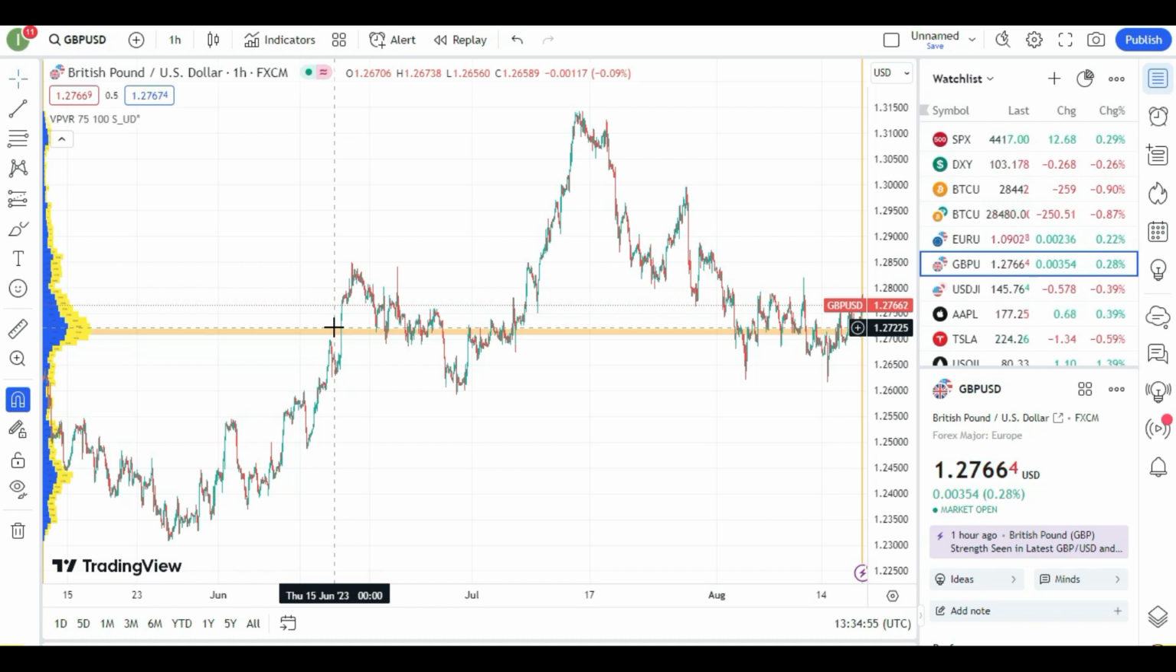Price oscillates. Look at this: the whole of June and July price oscillates here, and again in August price oscillates here. So price oscillates a lot around the 1.2717 price level. And this is something that you need to know.